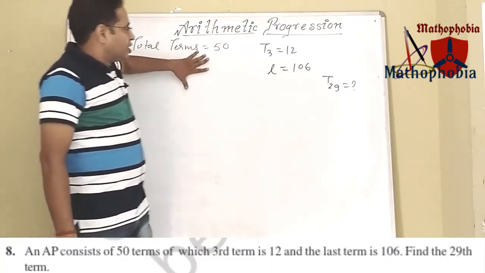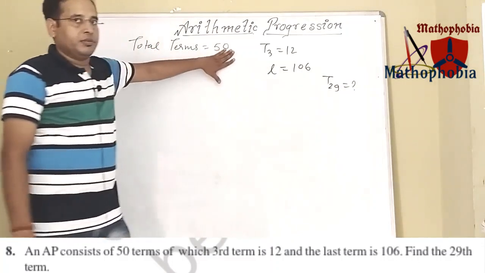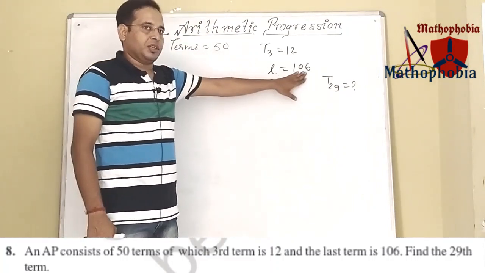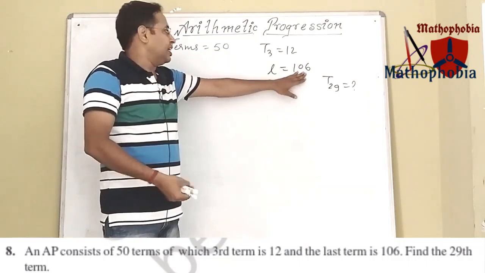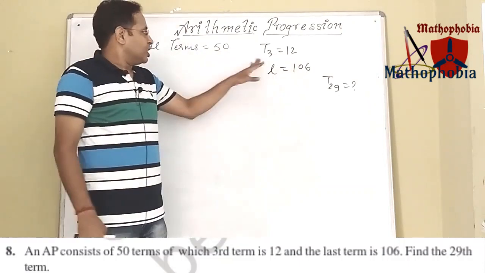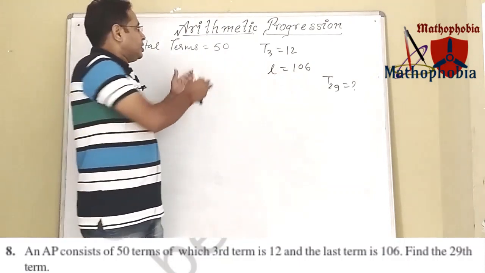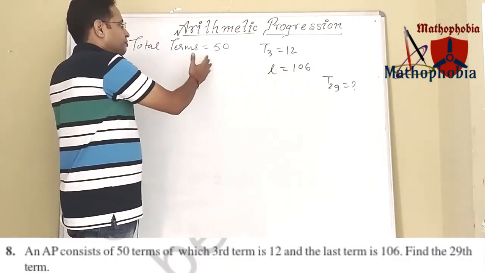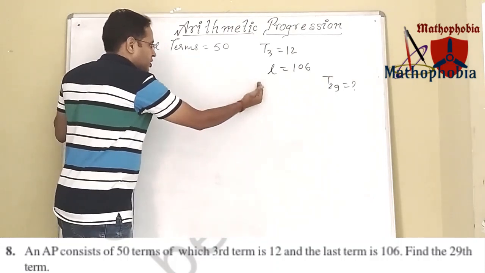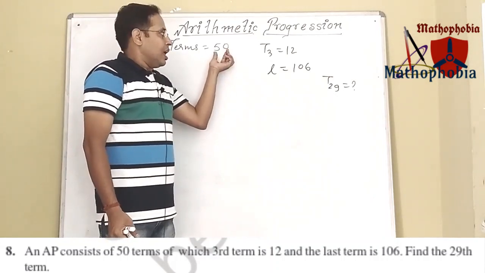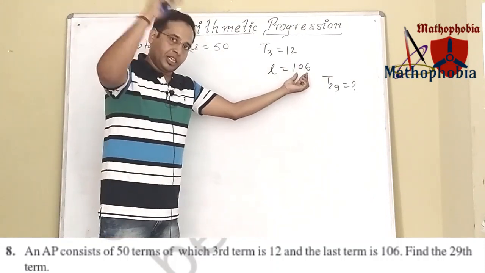Now this AP consists of 50 terms. है ना? इस AP में कितने term है? 50 term है. And the last term is 106. तो ये last term कौन सा होगा? ये 50th term ही तो होगा. This 106 will be the 50th term. Again you understand. See, this AP consists of 50 terms. एक AP, एक sequence given है, उसमें कितने terms हैं? The total number of terms is 50. And this 106 is the last term of that given AP.